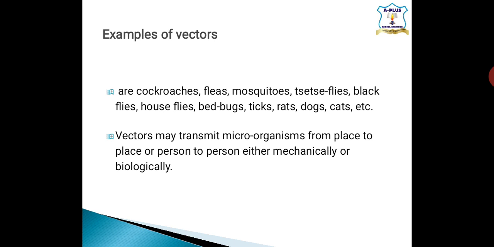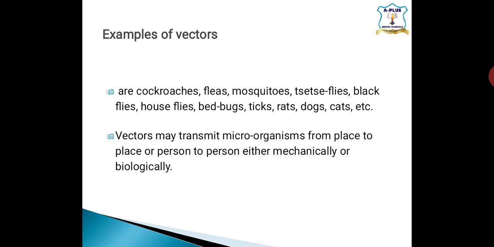Black flies, house flies, bed bugs, ticks. Ticks are found on dogs, rats, cats, etc. All these are what? They are vector agents. They can carry microorganisms from one place to another. And the funniest thing about these vectors is that the microorganisms they carry will never multiply on them until they pass it to their what? To the person, or to another person.